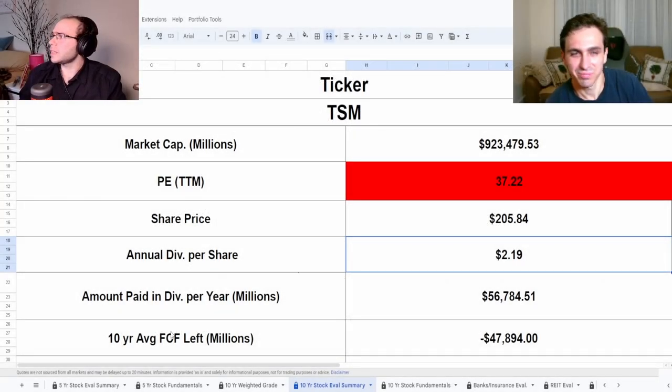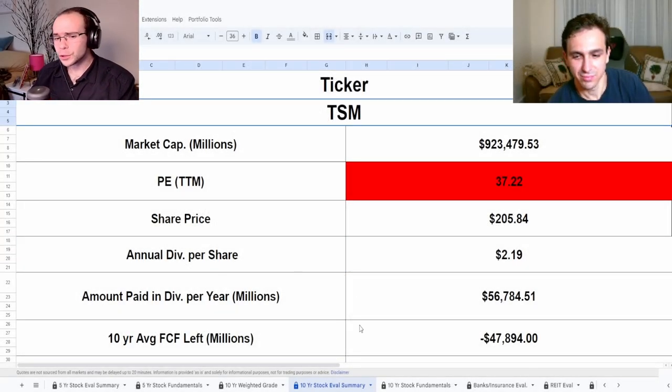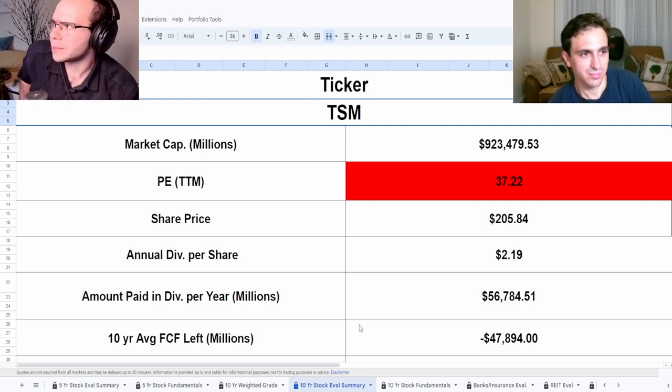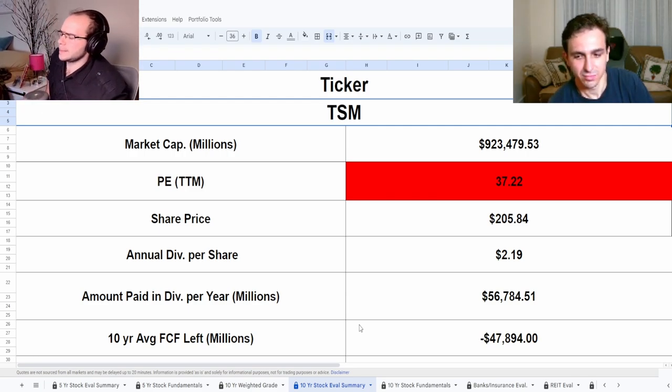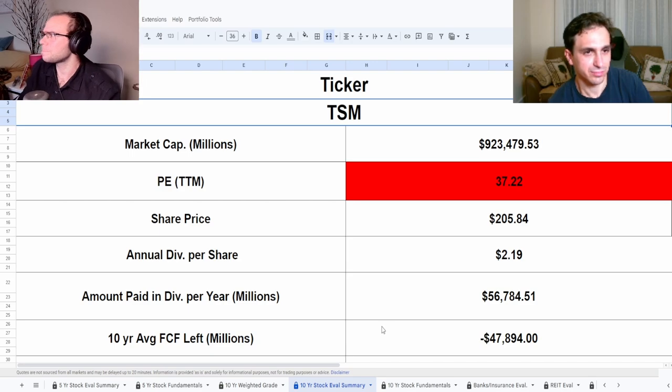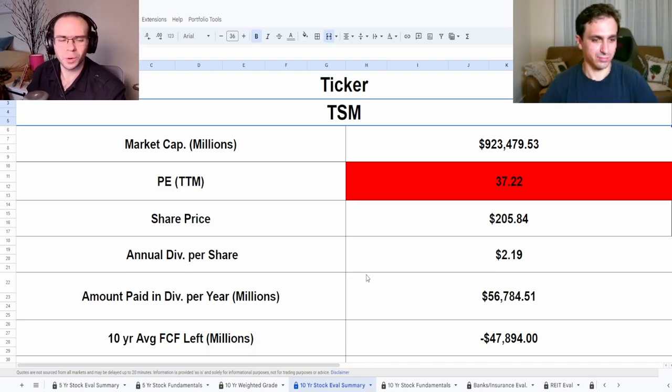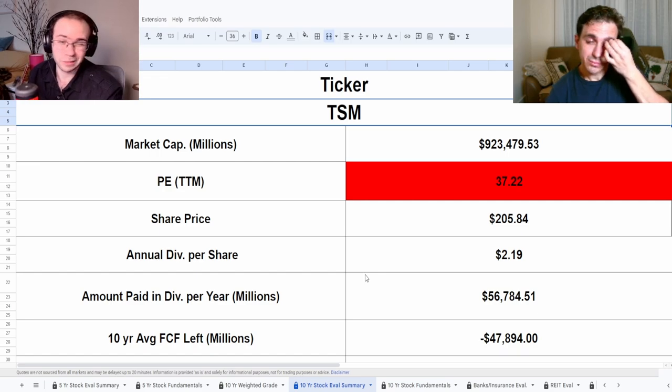But let's take a quick look, guys, at TSM. This is the first time I'm looking at this company from a free cash flow approach. And this is kind of why I've never done it before. So I've got to be honest with you, I don't necessarily know how to evaluate it.